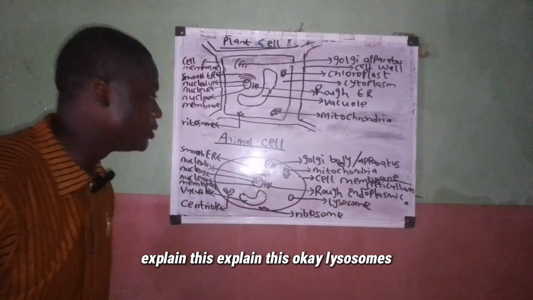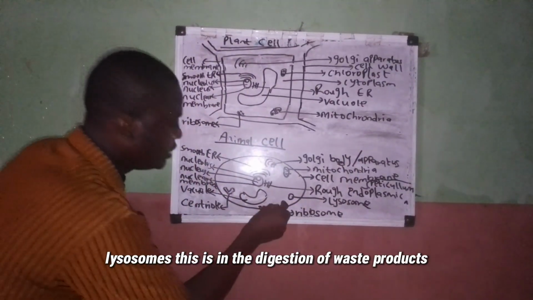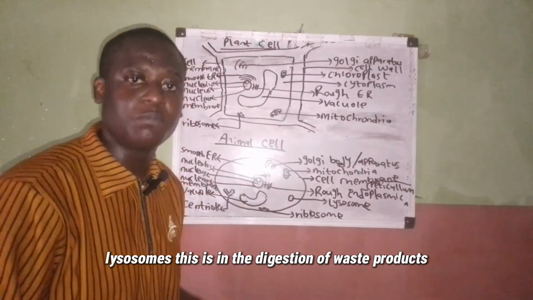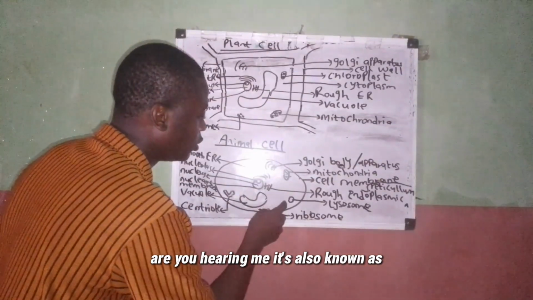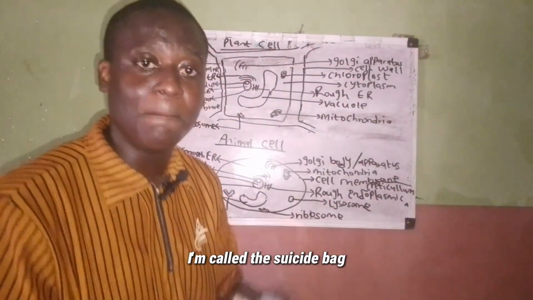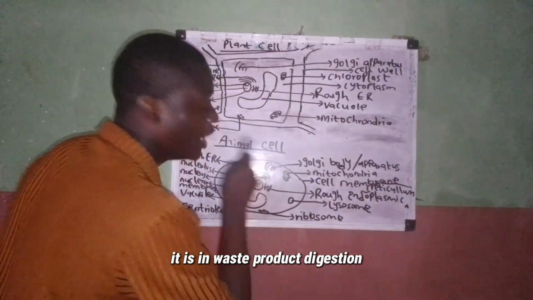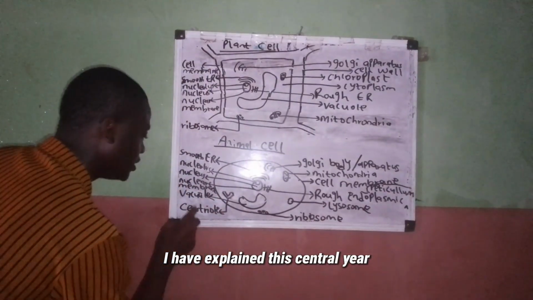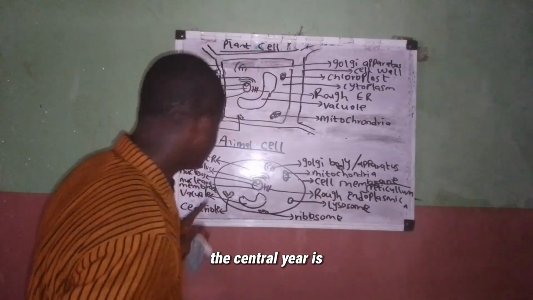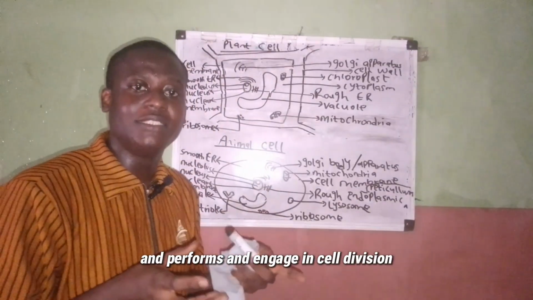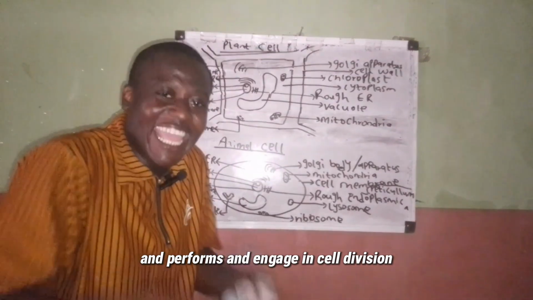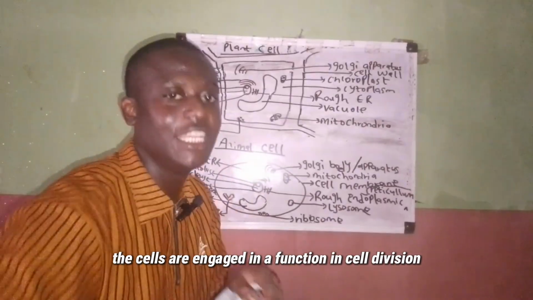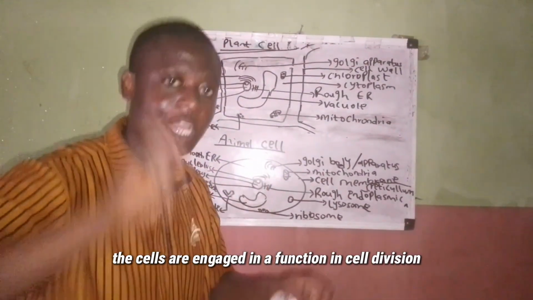Okay, lysosomes. This is involved in the digestion of waste products. Are you hearing me? It is also called the suicide bag. It aids in waste product digestion. I've explained this. Centriole. The centriole performs and engages in cell division. They aid and function in cell division.